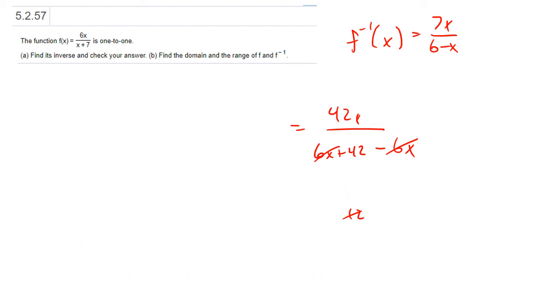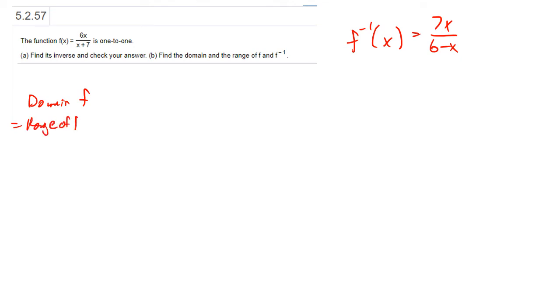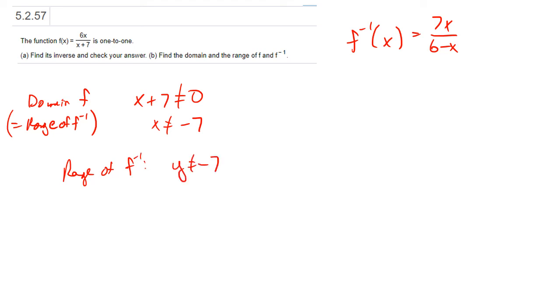And once again, the domain of f is the same as the range of f inverse, once we account for what's called x and what is called y. So the domain of f equals the range of f inverse once we account for variable names. So the domain of f, well, f of x is 6x over x plus 7. The only obstruction here to being in the domain is I don't want my denominator to be 0. So it's all x that are not equal to minus 7. This means the range of f inverse is all y except for minus 7. Remember, inverses just swap the role of x and y, but otherwise the domain of f is the same as the range of f inverse.